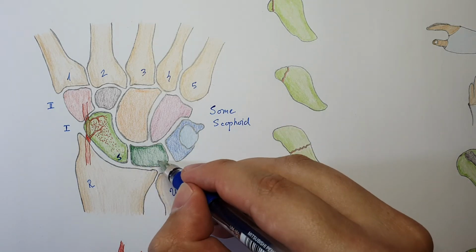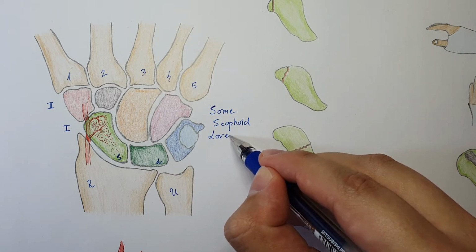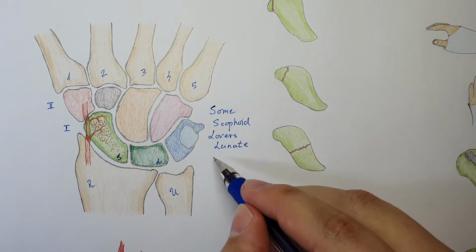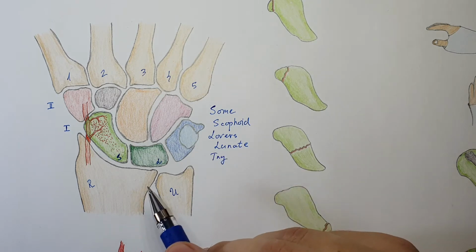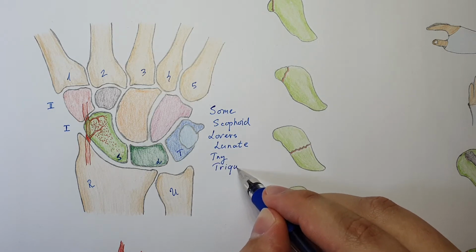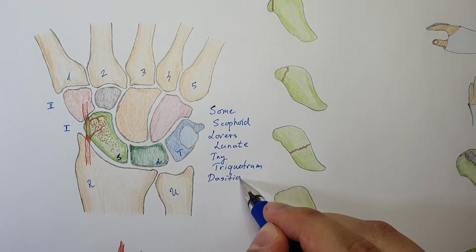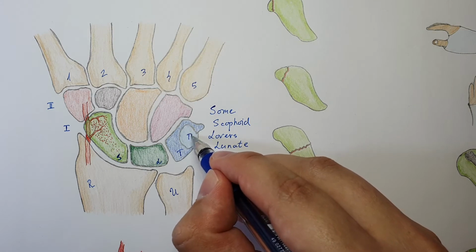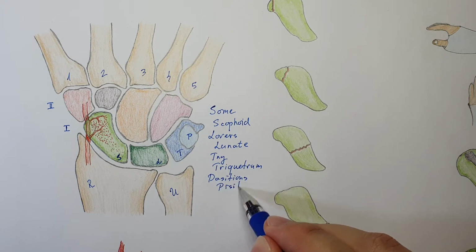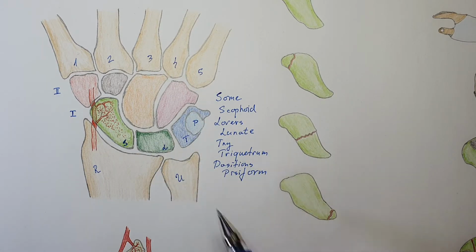Then this is the lunate, also an important carpal bone. "Lovers" for the lunate. Then "Try" for triquetrum, so this would be the triquetrum bone. "Positions" for pisiform, so this little bone is the pisiform bone. That would be for the first, or the proximal, row.